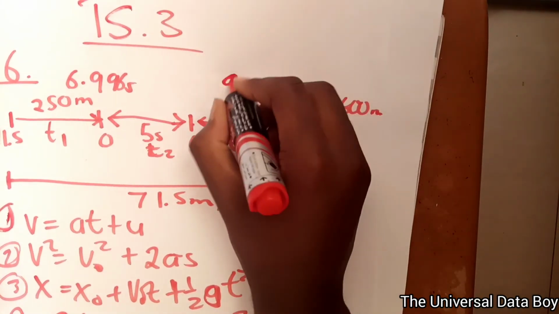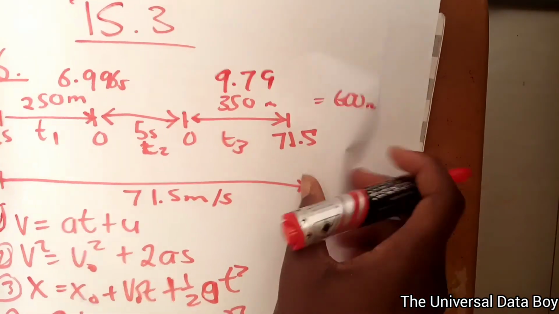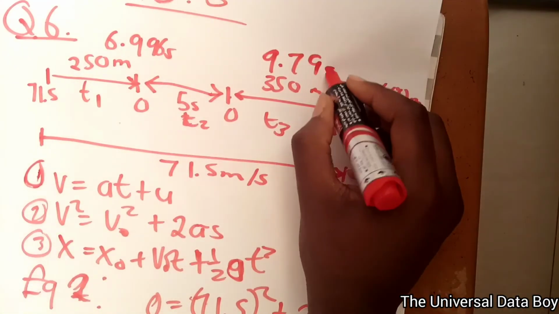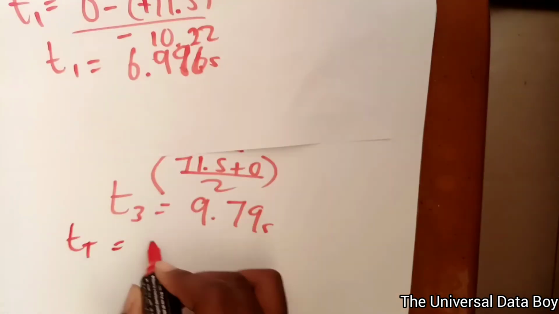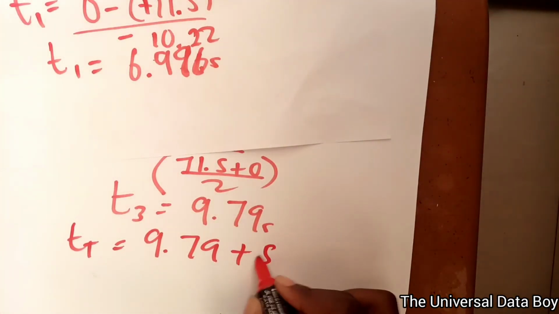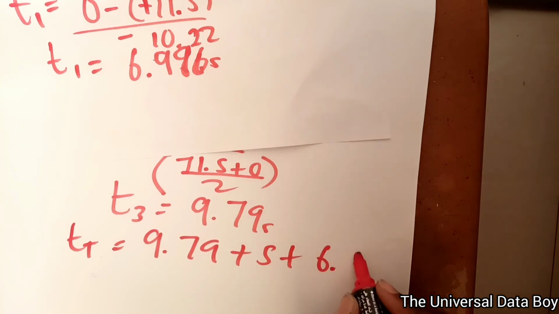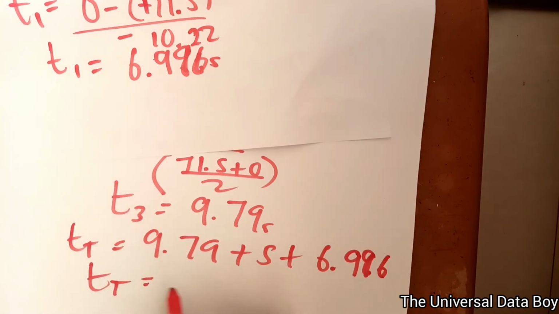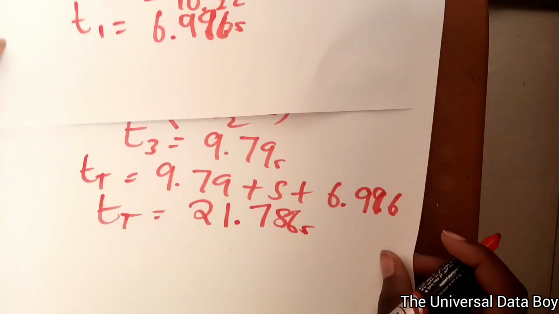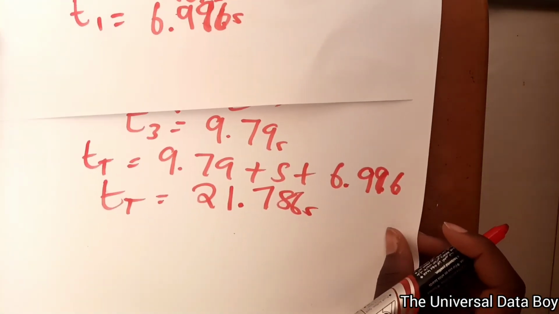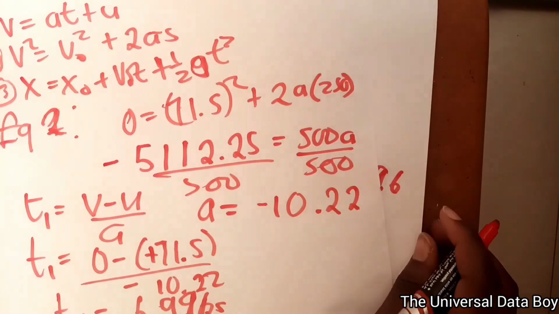So our t3 is 9.79, is it? Yeah, seconds. So then to sum them up, the total time is going to be equal to 9.79 plus 5 plus 6.996. So now the total time, when you calculate, is going to give you 21.786 seconds.